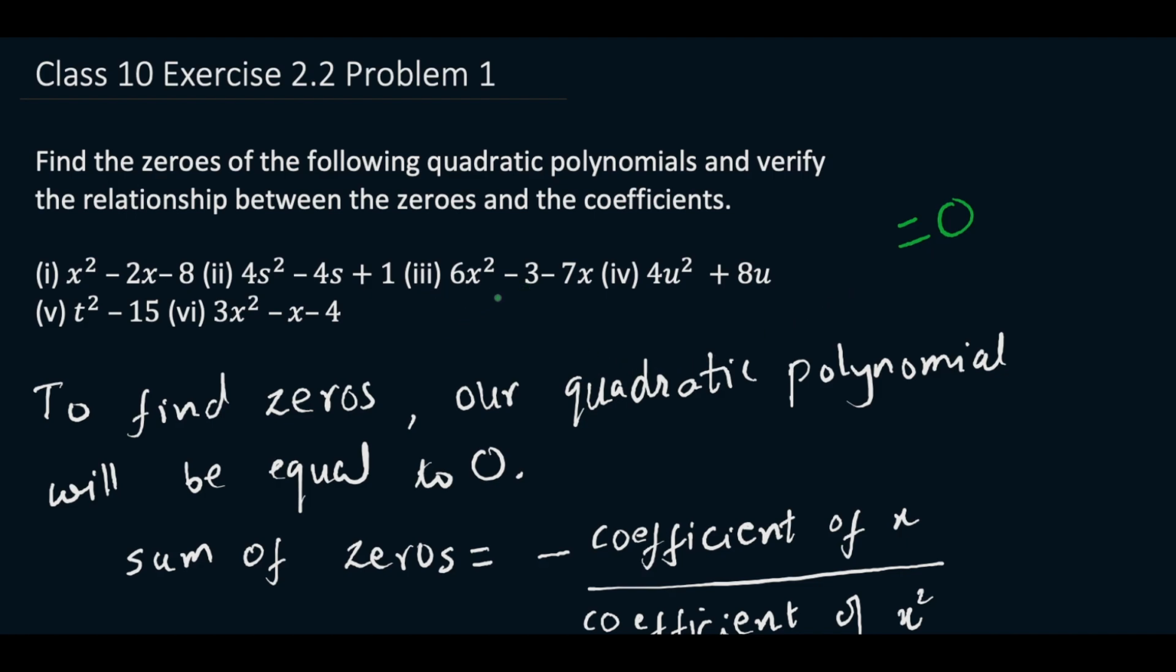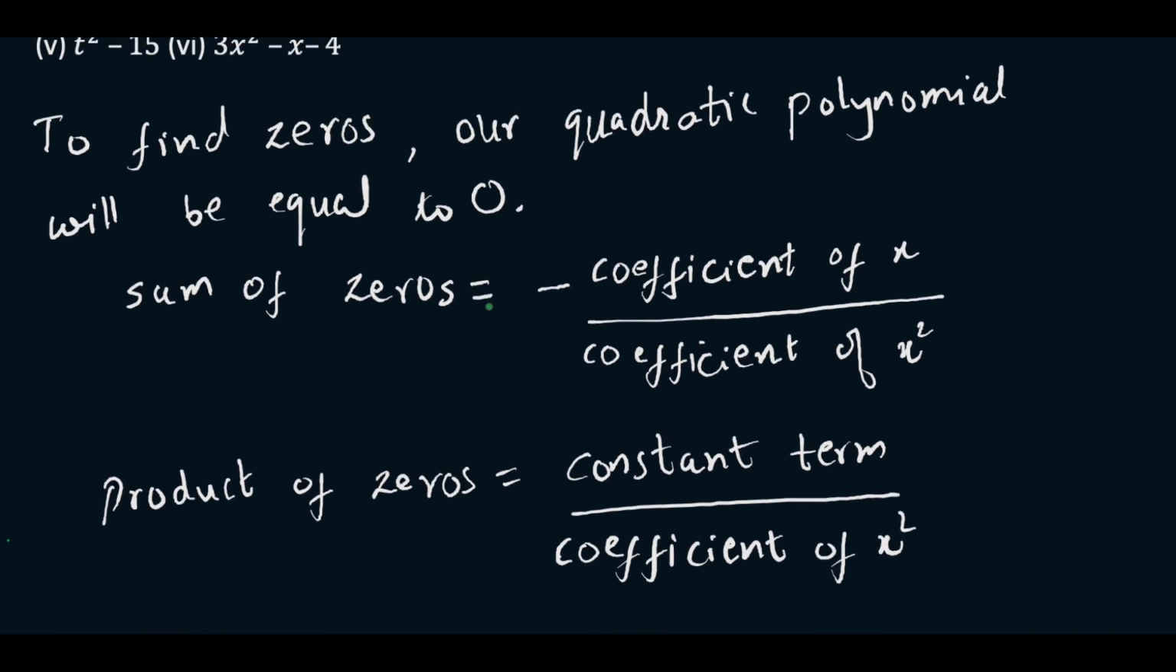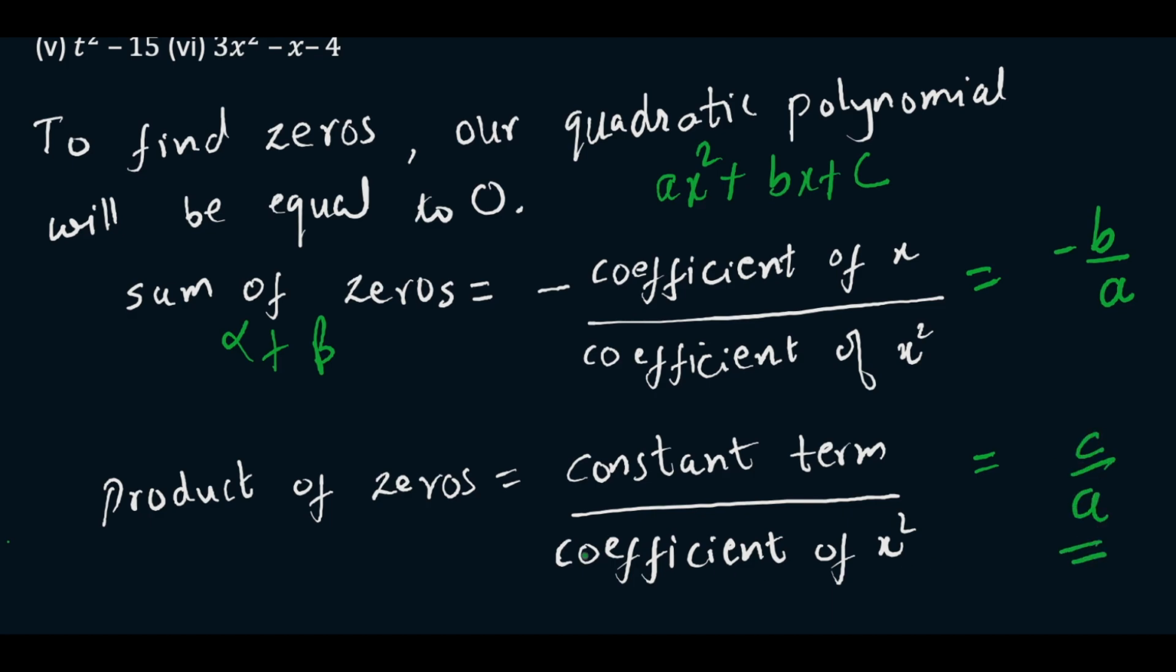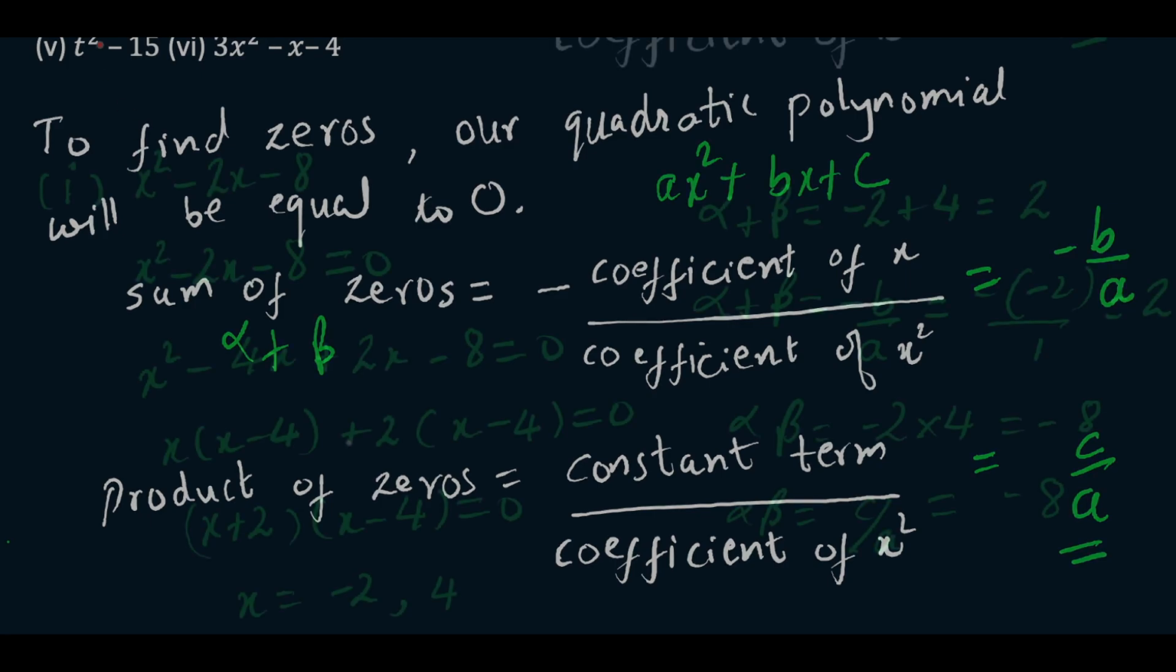some conditions. The relationships are, first, the sum of zeros, that is alpha plus beta, is equal to minus the coefficient of x divided by the coefficient of x square. If our equation is ax square plus bx plus c, then the sum of zeros is equal to minus b by a, and the product of zeros is equal to the constant term divided by the coefficient of x square, which is nothing but c by a. So let us move on to our first question.